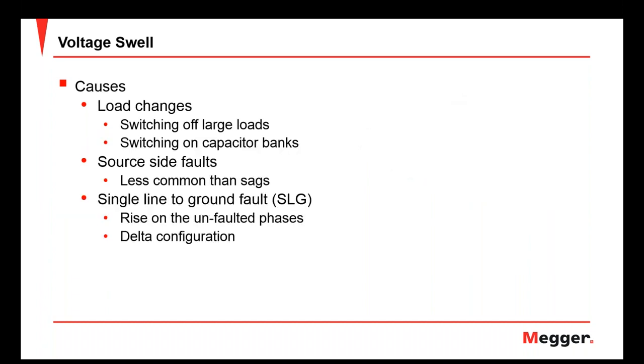So what causes voltage swells? Again, these are pretty much load changes, switching off of large loads, switching on cap banks, and again, source side faults. And again, these are much less common than sags. Sags are the most common problem we'll see in power quality. Swells are rarer than them. But again, a single line to ground fault on a delta, keep in mind, when that one phase goes down, the other phases go up. So this will create a swell until the protection equipment kicks in.